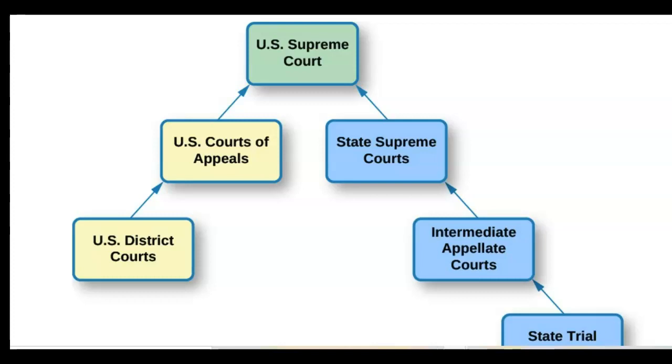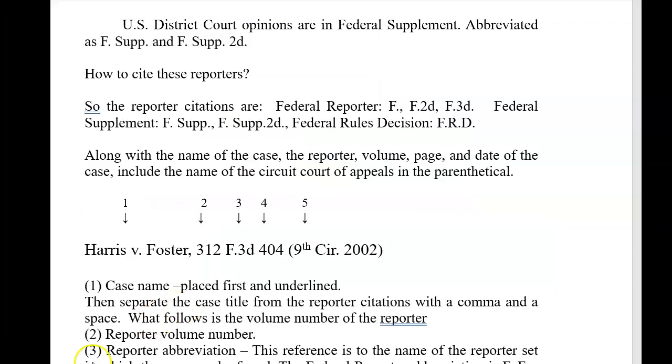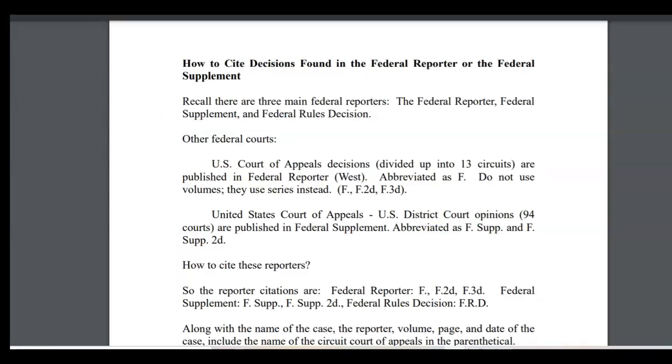Here is the material that you must memorize. The U.S. Court of Appeals decisions are published in the Federal Supplement. Correction, the U.S. District Court opinions are published in the Federal Supplement. You have to remember this abbreviation: uppercase F period, uppercase S, lowercase u, p, p period. And it also has series, so it can be Federal Supplement, the second edition.